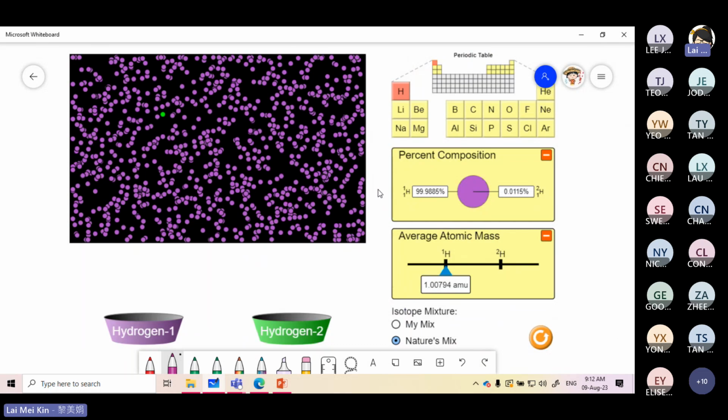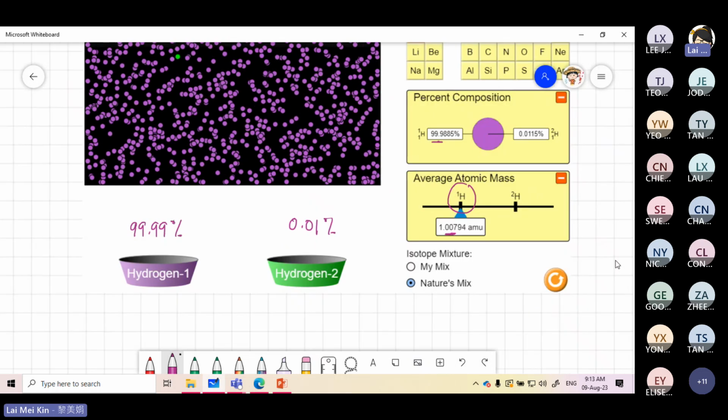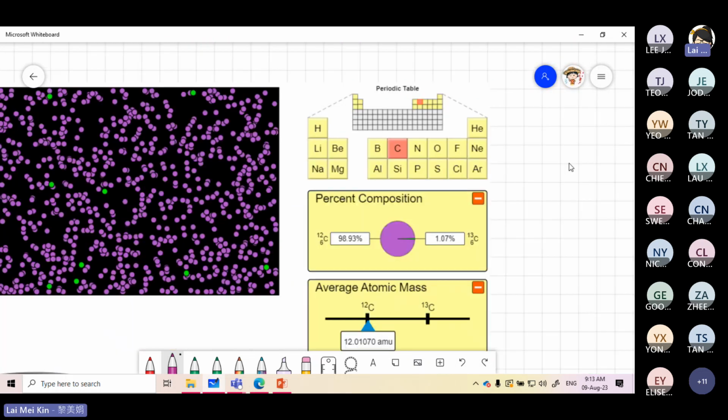If you have 99.99% is hydrogen 1, and only 0.01% consists of hydrogen 2. So what do you think is your relative atomic mass, your average? Is it closer to 1 or closer to 2? Closer to 1. That is why you see the relative atomic mass is like that. It's around 1.01. Let's move on to the second example.